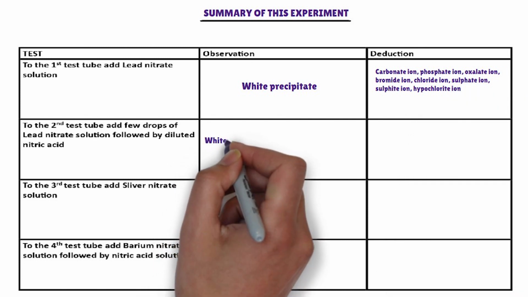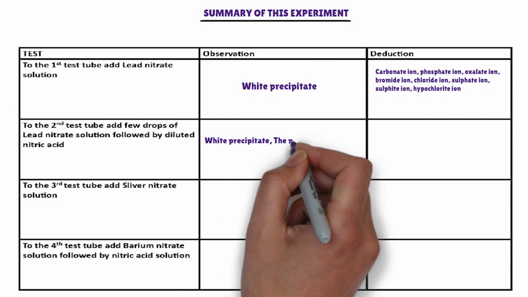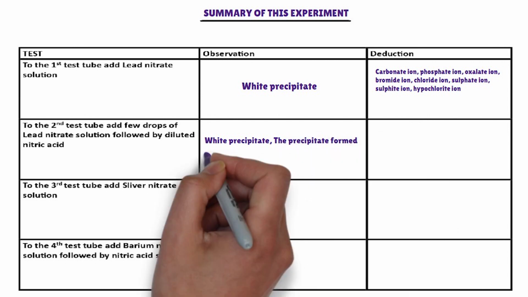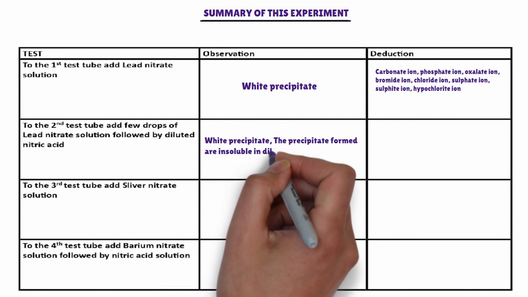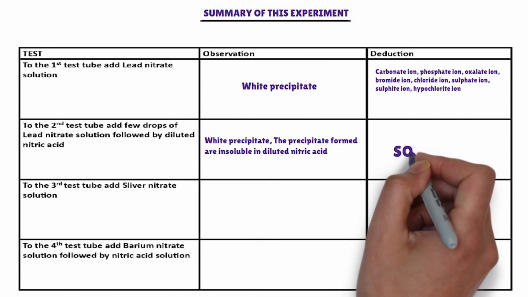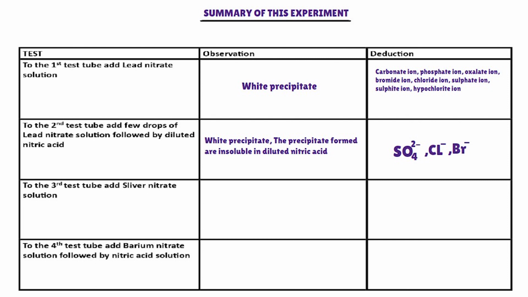In second test tube, lead nitrate solution followed by diluted nitric acid is added. The anions that form white precipitate with lead nitrate, and the precipitate formed is insoluble in nitric acid, are bromide ion, chloride ion, sulphate ion.